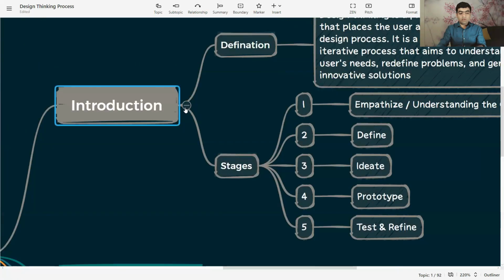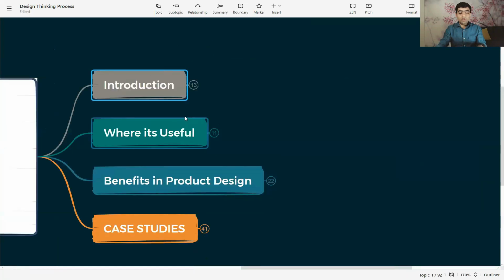I'll just minimize it so that you will see it properly. So we have seen the introduction, we have seen in which industries it is used. It is used in all the industries, and what the benefits are in product design. Now we'll see one case study here, and with the help of this case study you will exactly understand what I mean by the design thinking process.